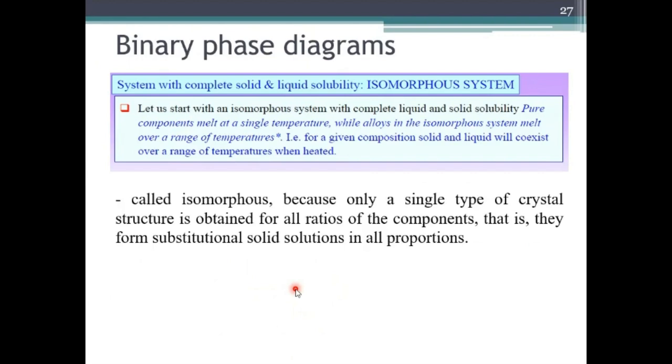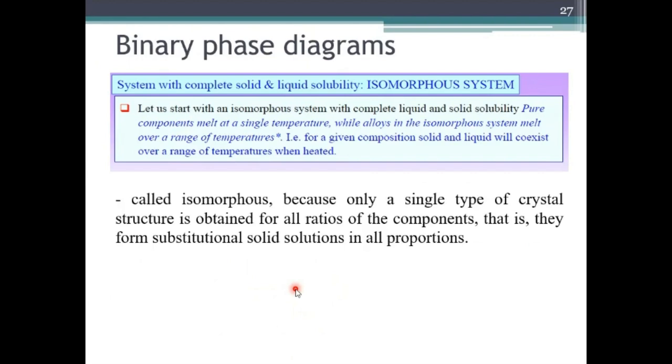Here in the isomorphous system, the pure components melt at a single temperature. Listen carefully. A pure component or pure metal has only one melting point. But an alloy, as I already told, is a mixture of two or three elements, so it will melt over a range of temperatures, starting from the melting point of one element to the melting point of the other.